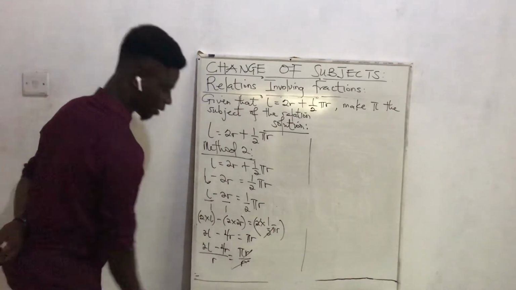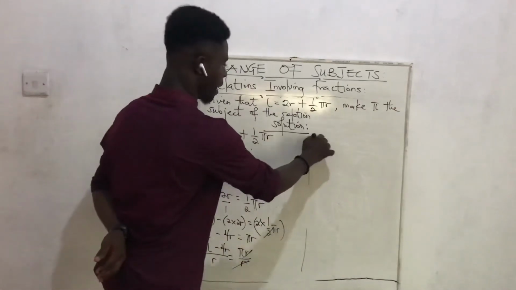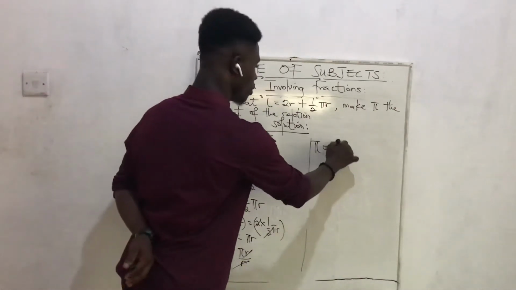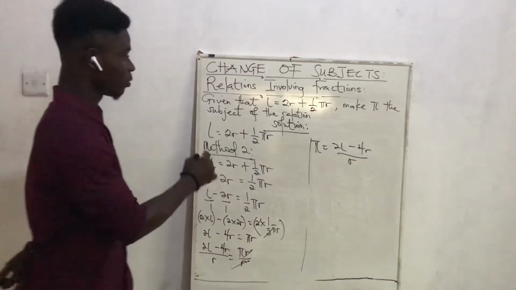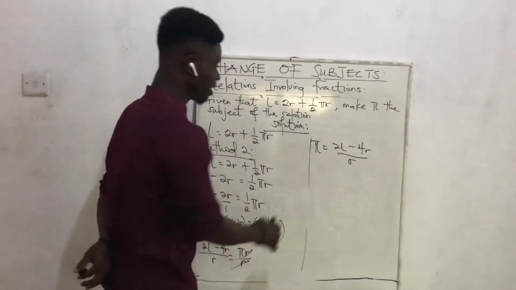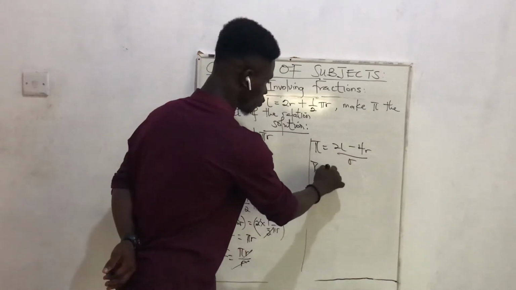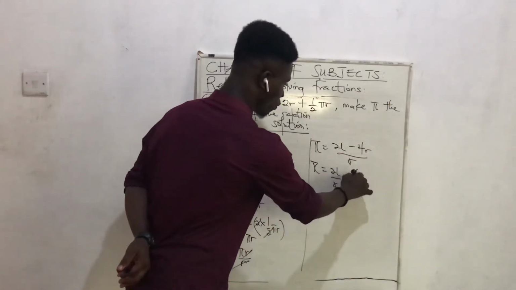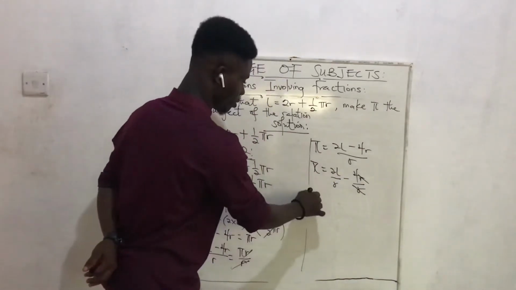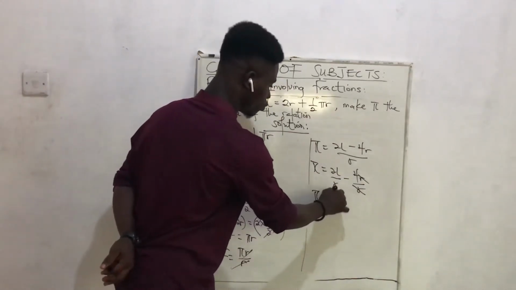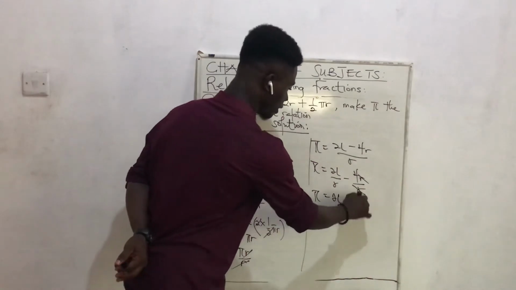So this one cancels, right? So pi gives us 2L minus 4R all on R. So now you can do your further simplification here, which is pi equals 2L on R minus 4R on R. So R cancels what? R. So I'll get pi being equal to 2L on R minus 4.